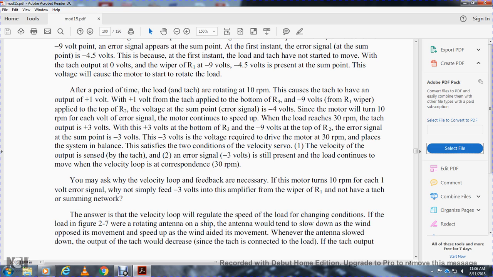Now the system is balanced, satisfying two conditions: the velocity of the servo output matches the strength of the tach signal, and the error signal of negative 3 volts is still present, so the load continues to move with the velocity loop corresponding to 330 RPM.